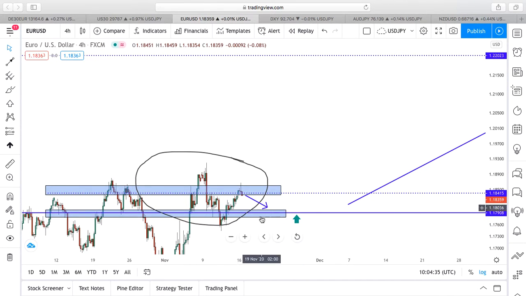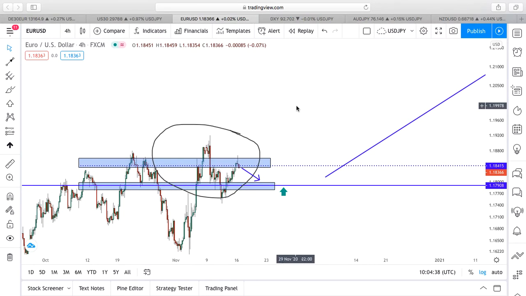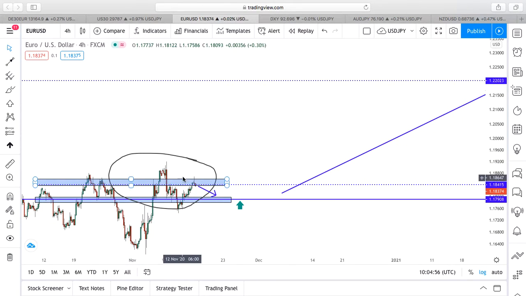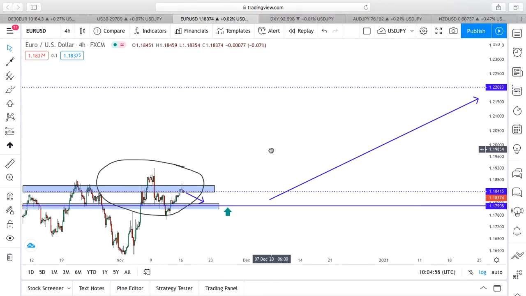You always have to have a plan B, a plan C, and sometimes you even need a plan D, right? So what you want to wait for now is a close above this resistance area, and then hopefully, if price closes above, we can consider this a new support level. So this will be considered a new support once price breaks and closes above.